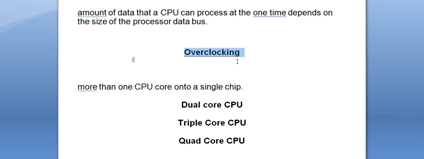And overclocking. Overclocking is modifying your CPU to make it work faster than it's specified to work. This is all handy dandy. It makes your CPU work faster, but it also wears it out.